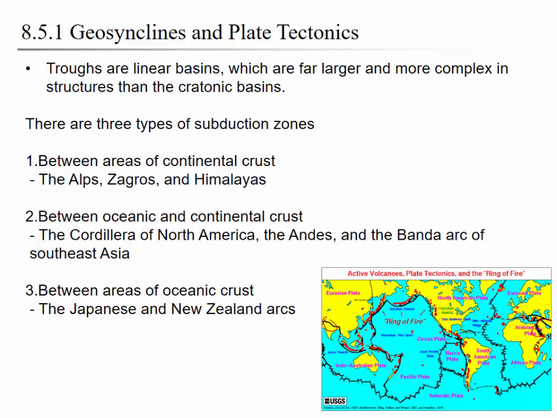And oceanic and continental: Cordillera in North America around here. And Andes is here, right? South America. And Banda Arc is near the Indonesia here. And oceanic crust, Japanese and the New Zealand arc here. Oceanic crust meeting another oceanic, also here. So major subduction zones are listed.